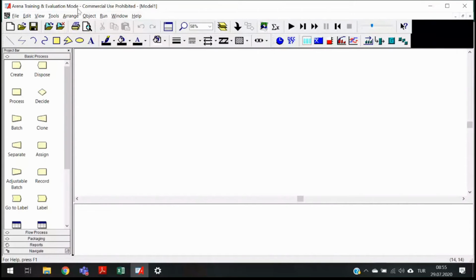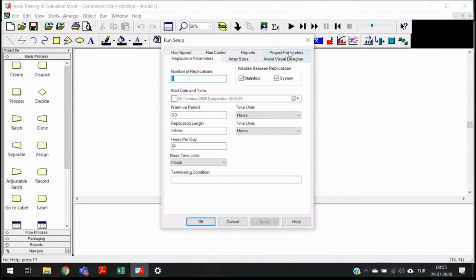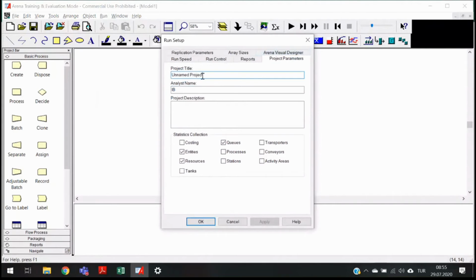Now, in this run window, we are going to go through setup, and in the setup, we first enter the project parameters, and the name of this project is going to be specialized serial. So this is the first part of the question.